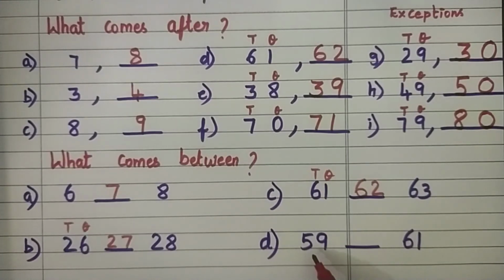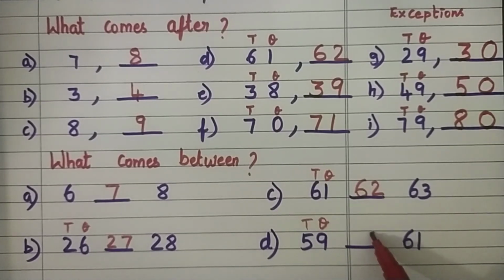Coming to the next example, children, it's 59. 59, it's an exception number. I told you already, we have to change both the digits for the numbers that are ending with 9. So what we need to do, children? For this, write the place value. The ones place will be changed to the 0. 9 means you have to replace 9 by 0. And for 5, after 5 what comes, children? It's a 6. So write 6.